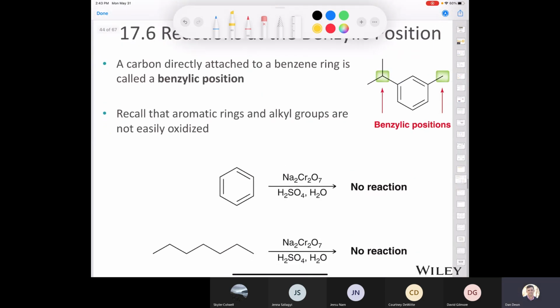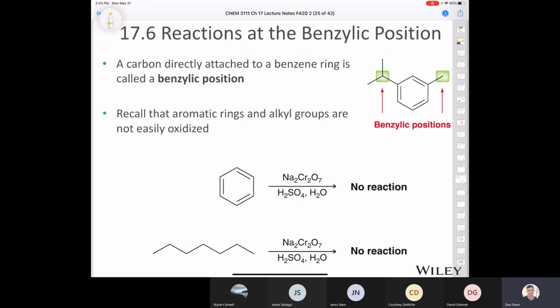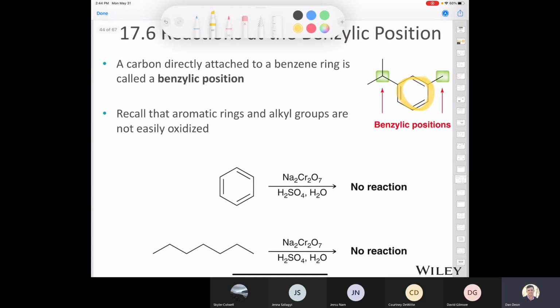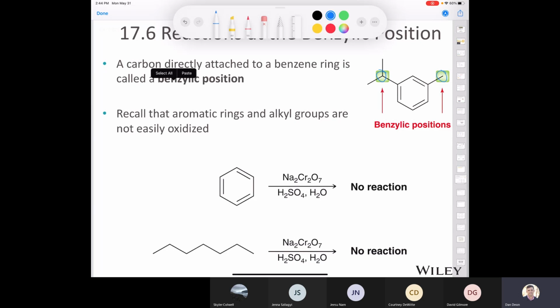And that brings us to section 17.6, which deals with reactions at the benzylic position. Hopefully by now you know what a benzylic position is, but in case it has escaped your memory, a benzylic position is basically the position directly attached to an aromatic ring or a benzene ring. So if you have a benzene ring like this, and you have a carbon attached directly to it, those are called benzylic positions, right? If you had another one down here, this would be a benzylic position. So, the carbon attached directly to the aromatic ring.